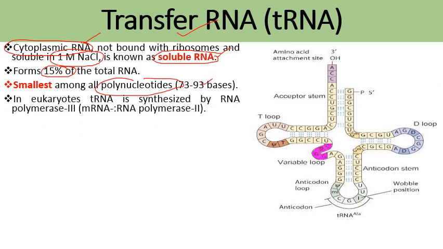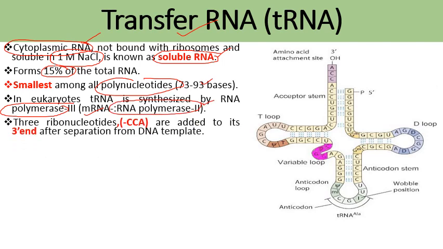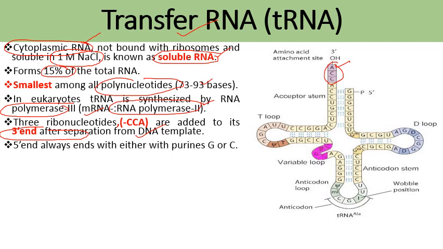In eukaryotes, tRNA is synthesized by RNA Polymerase 3, while mRNA is formed by RNA Polymerase 2. 3 ribonucleotides, that is CCA, are added to its 3' end after separation from DNA template. So its 3' end contains these specific bases, that is CCA, which is the unique feature of this tRNA. The 5' end always ends with either purine like G or with cytosine, that is pyrimidine. So 5' end पे या तो guanine bases present होंगे या फिर cytosine bases present होंगे.